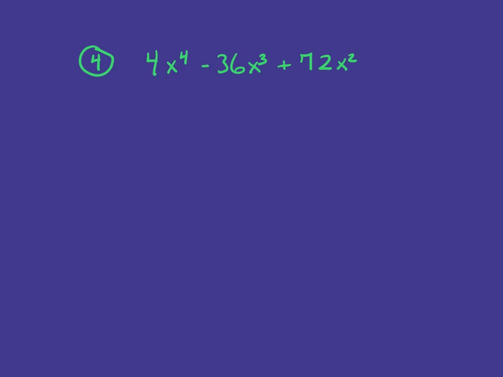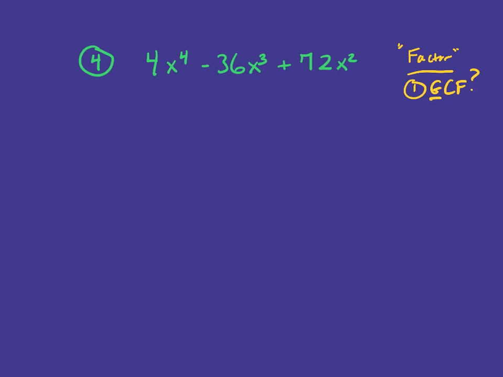Number 4, 4x to the 4th minus 36x to the 3rd plus 72x squared. Factor again. And in this case, they're all even, so you can at least take a 2 out. And if you check these a little bit closer, you can also take a 4 out. And you'll want to take out the greatest common factor. That's what the G stands for.